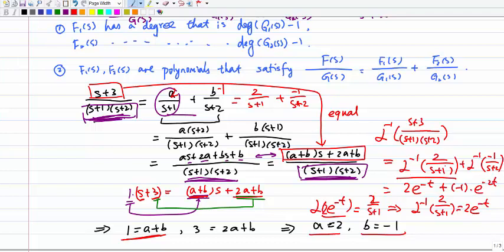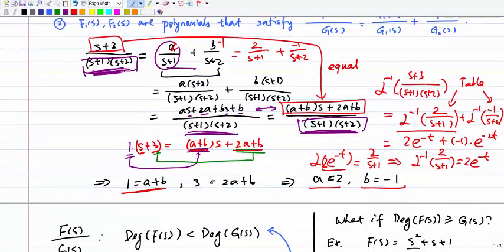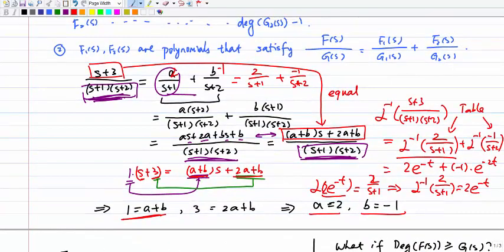Actually, you can use the inverse Laplace transform table to figure out these two. You don't actually have to do the computation like I do over here. This is why the partial fraction decomposition is very important for computing the inverse Laplace transform.